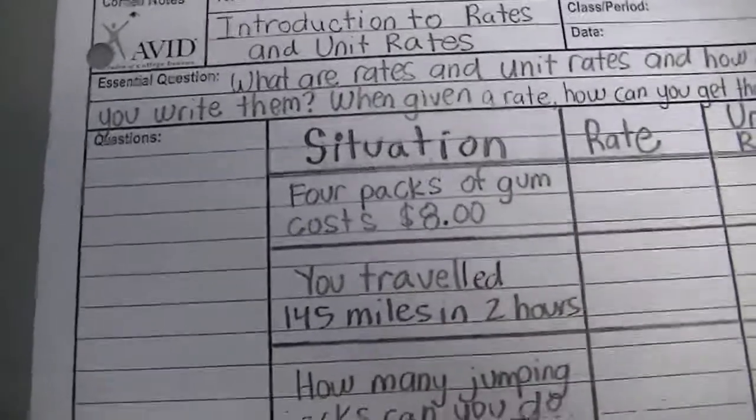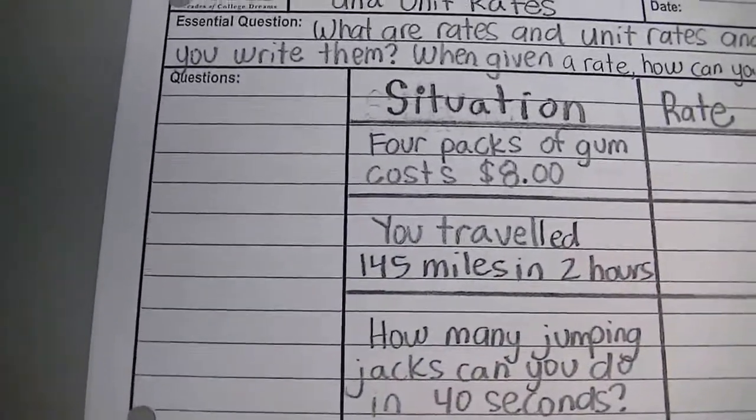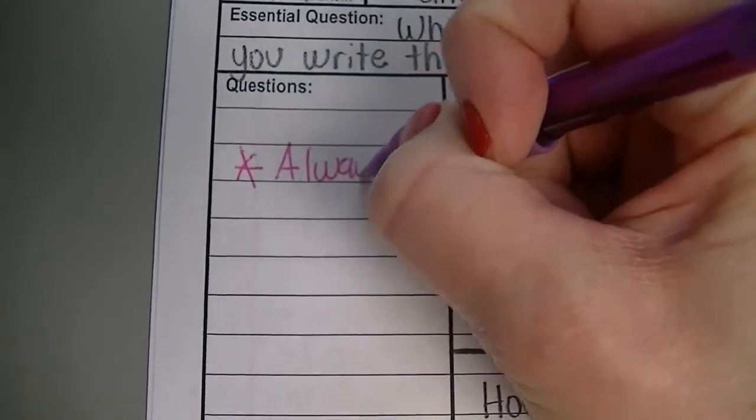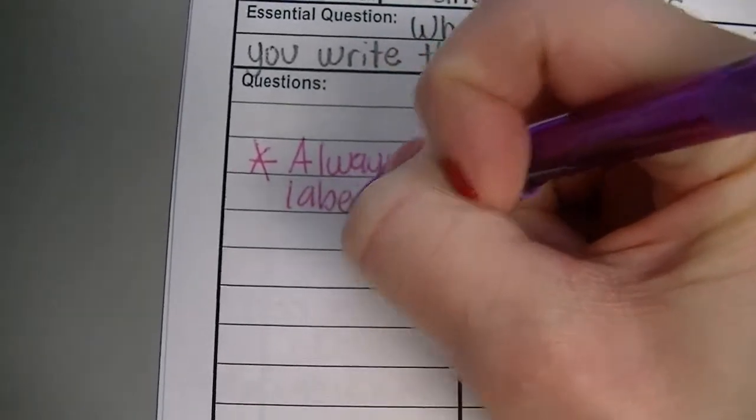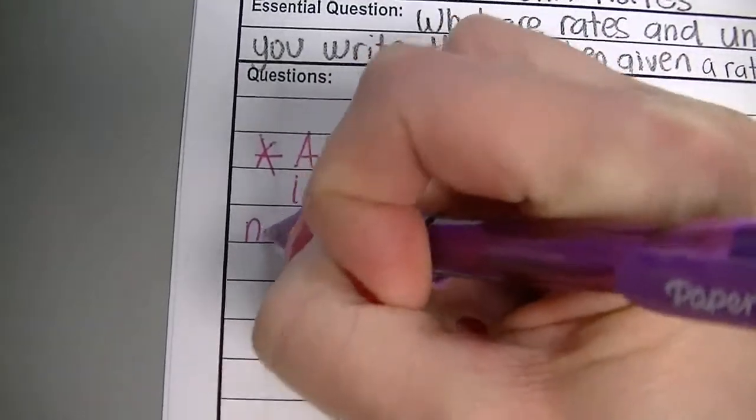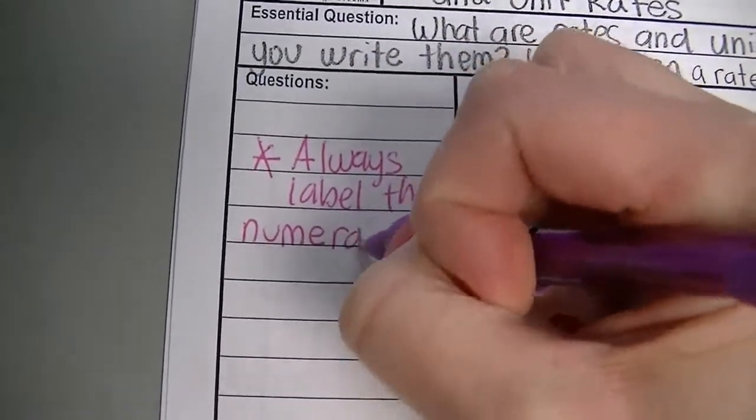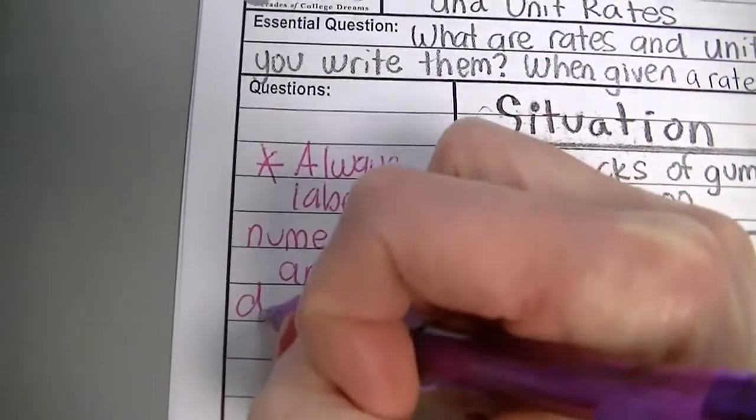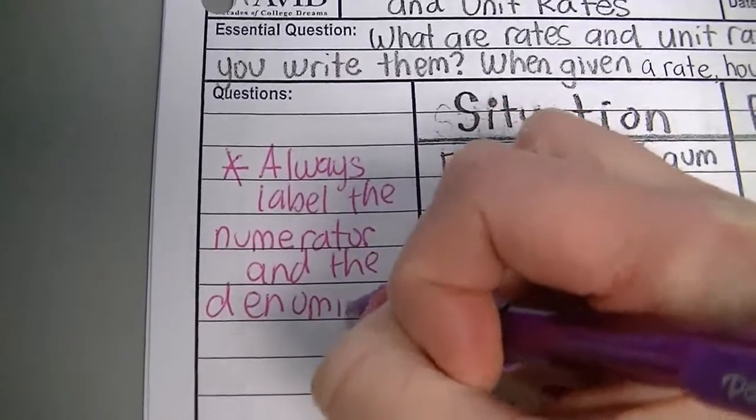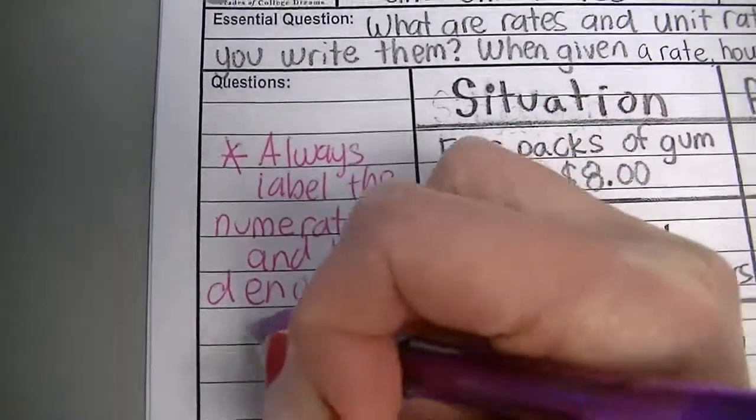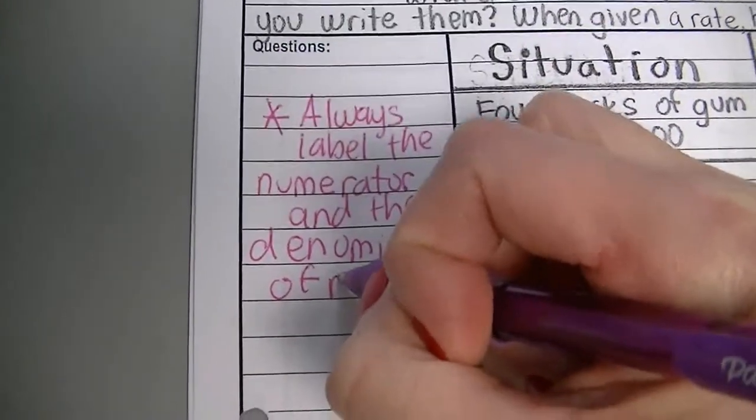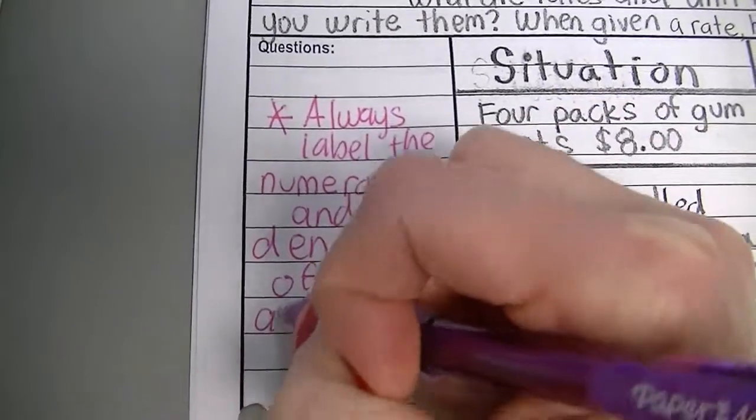So the first thing that I really want you to make sure you do is I always want you to label the numerator and denominator of rates and unit rates. Okay, so we're going to put that off to the side right here just as a reminder. Always label the numerator. That's the top number of a fraction. And the denominator, which is the bottom number of the fraction. Because I want you to write your rates and unit rates as fractions. So you always label the numerator and the denominator of rates and unit rates.